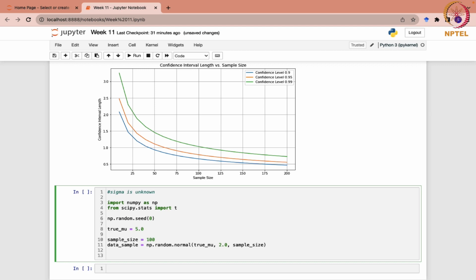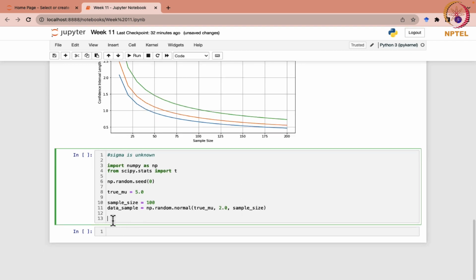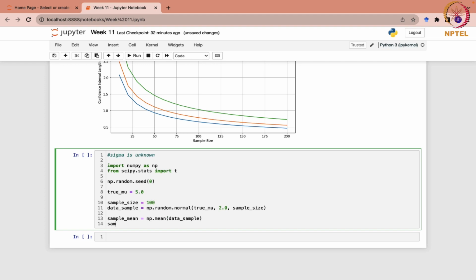Now we have to calculate the sample mean and the sample standard deviation. For that we write sample_mean, for which we use NumPy library's mean function, here data sample, and sample_std, that is for standard deviation, np.std function. Data sample would be there, and we also specify that the sample variance has to be calculated. For this we specify ddof as 1.